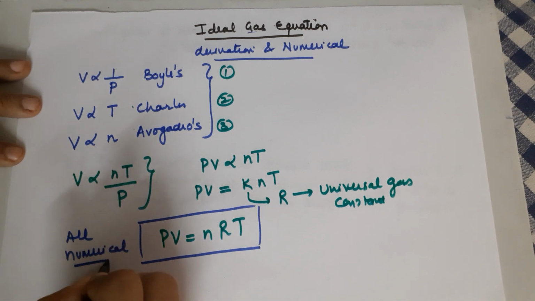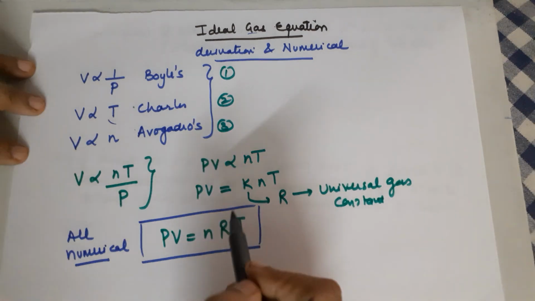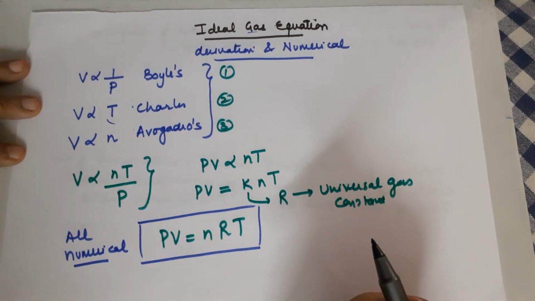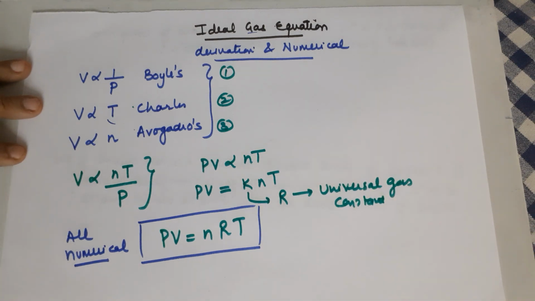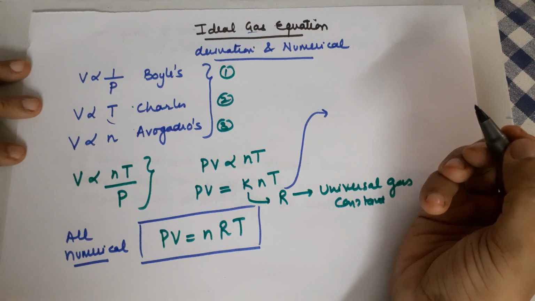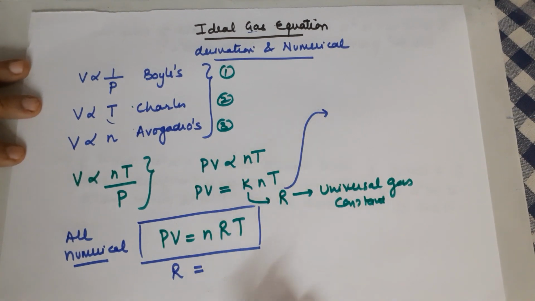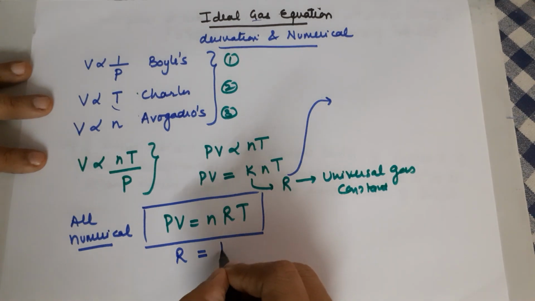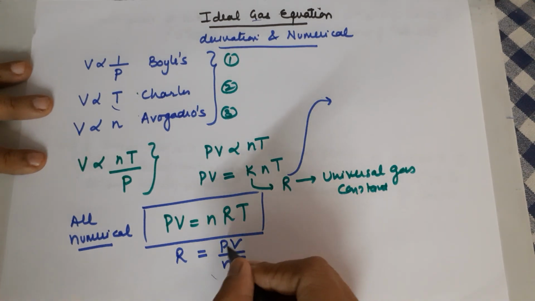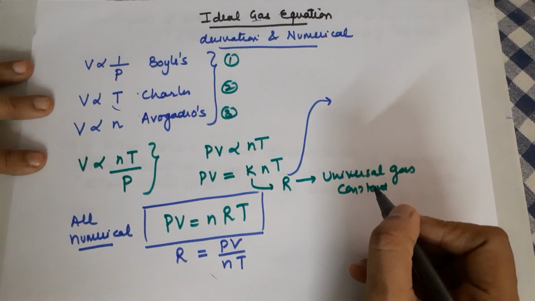Since it is derived from the gas laws, there is no need to use separate gas laws for numericals. You can solve most of the numericals by using the ideal gas equation directly. Now coming to the universal gas constant. This constant has fixed values, and to determine R, R would be equal to PV by nT. By using the units of pressure, volume, moles and temperature in Kelvin, you can get the values for R.